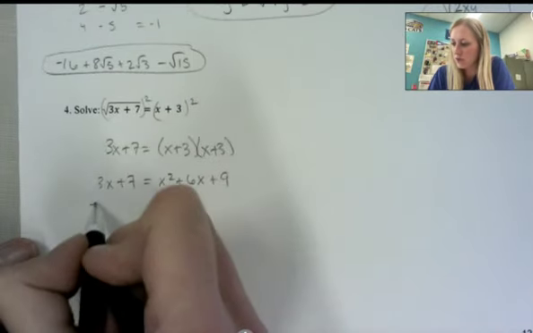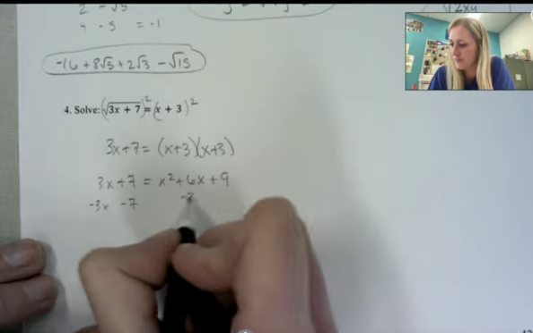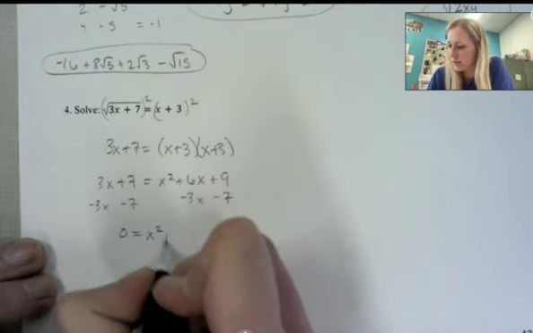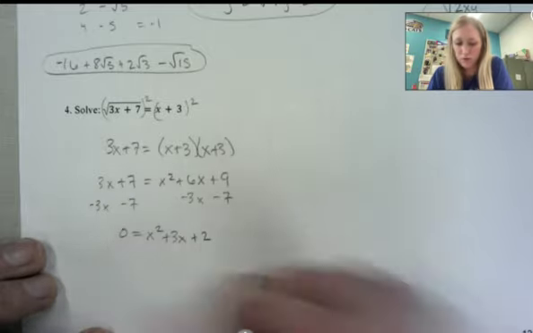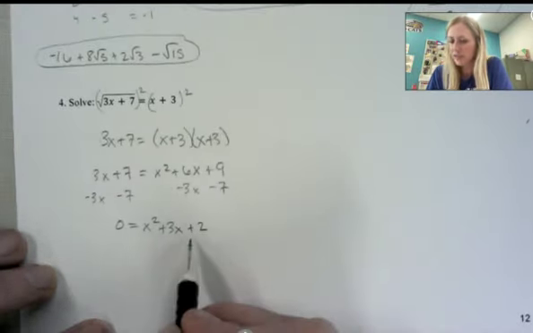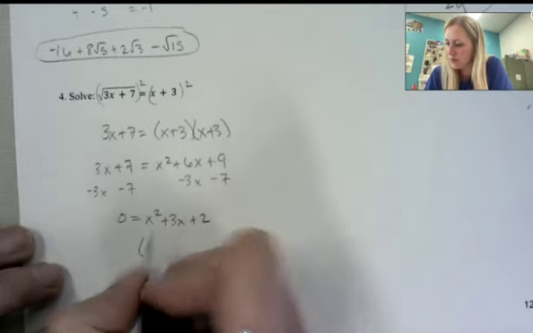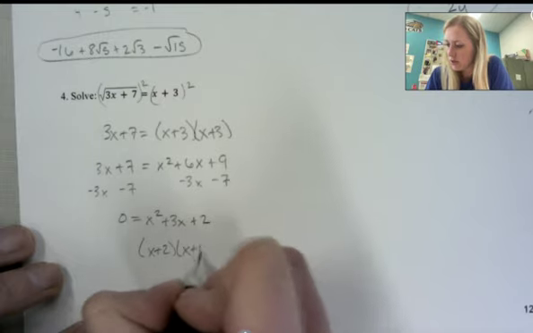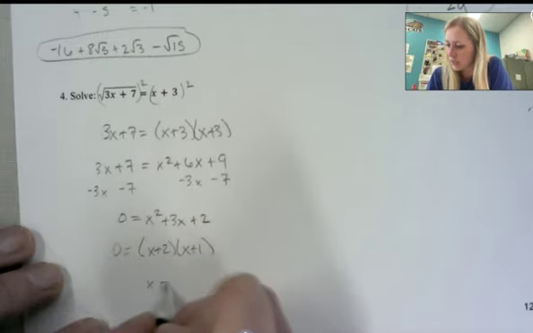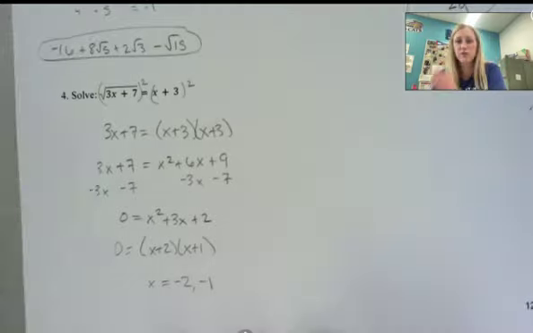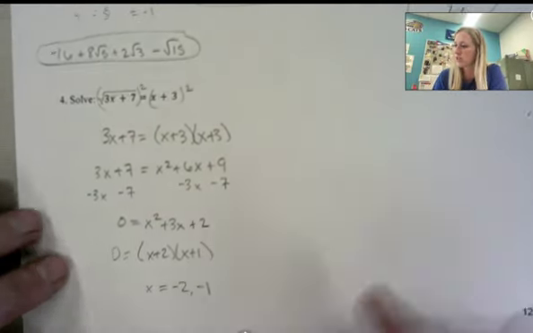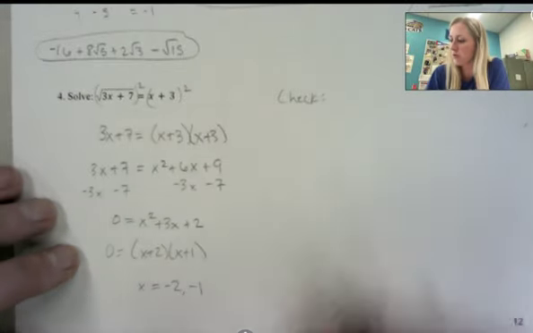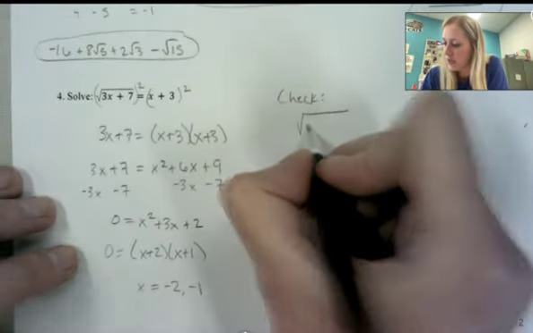I'm going to set this equal to 0 since it's a quadratic. So I've got 0 equals x squared plus 3x plus 2. So I need numbers that multiply to be 2, that add to be 3, so 2 and 1. So my solutions would be -2, -1. Okay, so remember we want to check for extraneous solutions. So we're going to take each of these and plug it back into the original equation. So I'm going to plug in, let's start with -2.